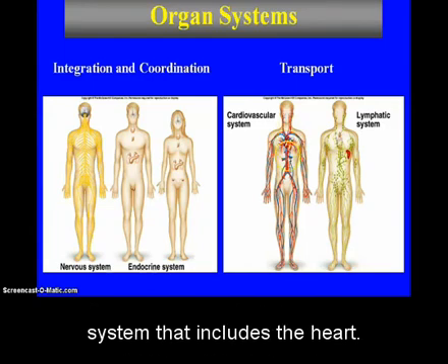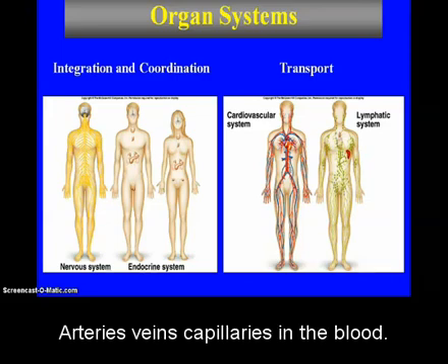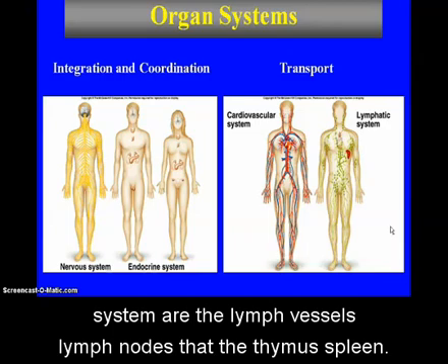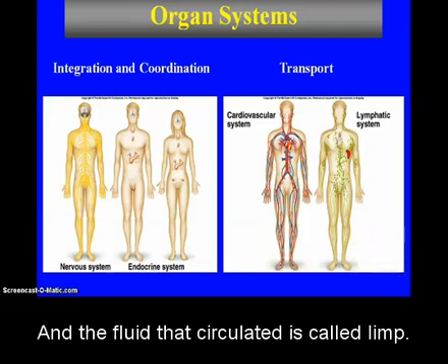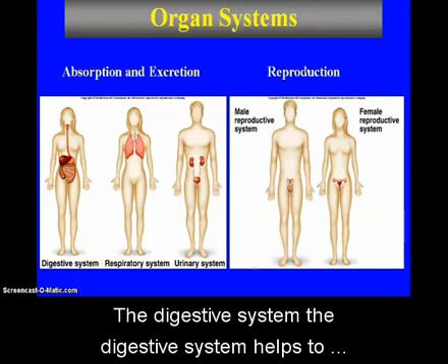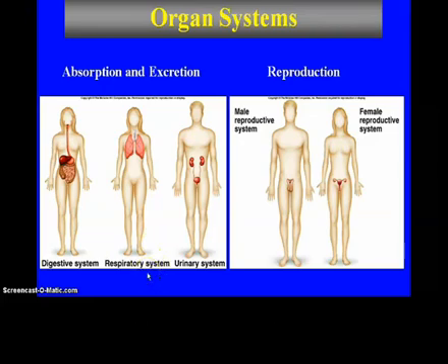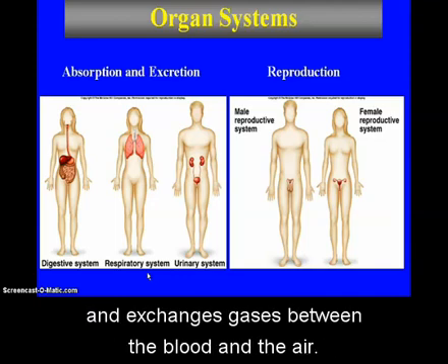It includes the heart, arteries, veins, capillaries, and the blood. The lymphatic system is very similar to the cardiovascular system. You have the lymph vessels, lymph nodes, the thymus, spleen, and the fluid that's circulated is called lymph. The digestive system. The digestive system helps to break down larger molecules, substances, into smaller, usable ones. Respiratory system. The respiratory system moves air in and out of the lungs, and it exchanges gases between the blood and the air.